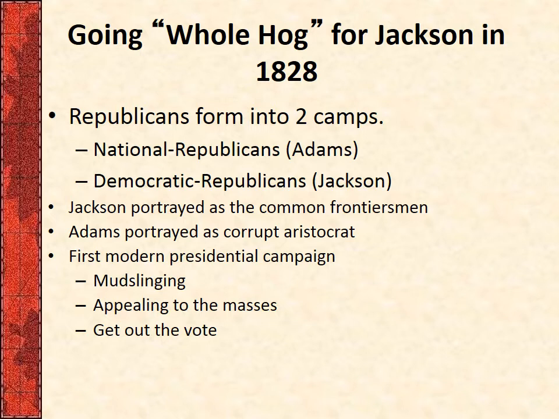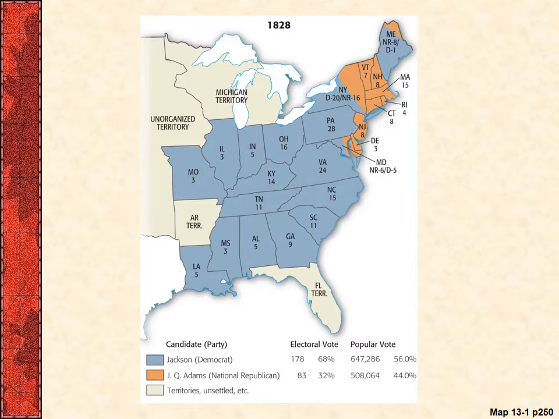So this is the first modern presidential campaign. Lots of mudslinging, like I said. They're appealing to the masses because most states had abolished or highly reduced their property requirements. So now, if you were a white male adult, you could pretty much vote. And so there's a lot of get-out-the-vote campaigns. And you can see Jackson absolutely destroys John Quincy Adams in the election. I mean, besides that one pocket there in the New England area, Andrew Jackson wins every other area. 68% of the vote, which is an absolute landslide, and the electoral vote is 178 to 83, which is absolutely massive.